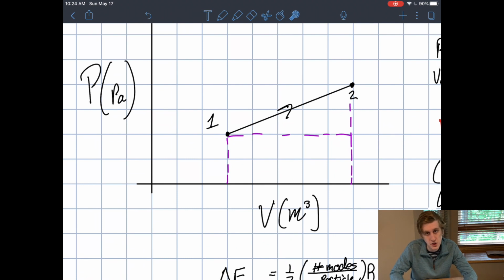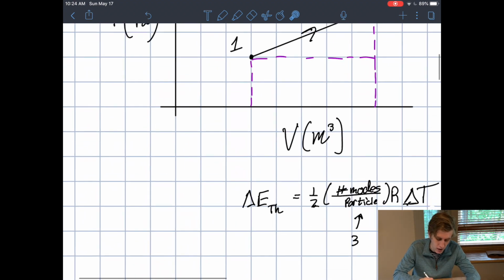Well, here's the question that we need to ask ourselves. Do we have enough information in this problem to calculate the temperature at these 2 points? The answer turns out to be yes. We need one more equation, though, in order to do this. It's the ideal gas law.